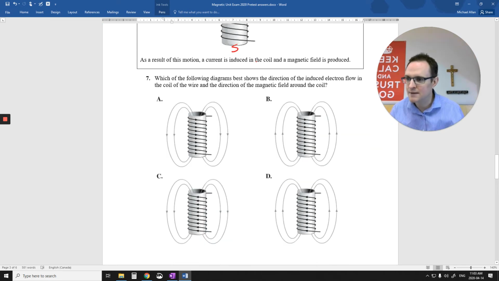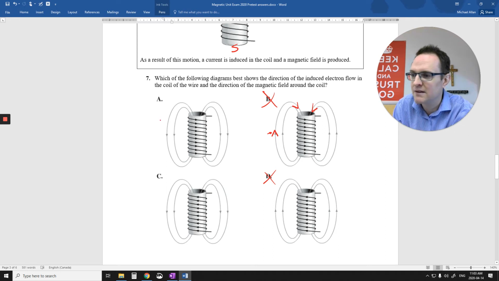So I can go down here and say, well, B looks wrong and D looks wrong because my field lines are going into the north there according to these little arrows here. That little arrow is going this way. That's going into the north. That's wrong. All right, so they have to be coming out of the north. That's what these little arrows are doing here. They're coming out of the north.